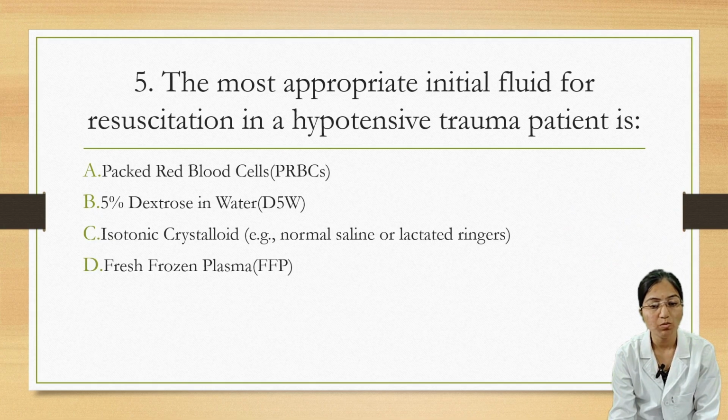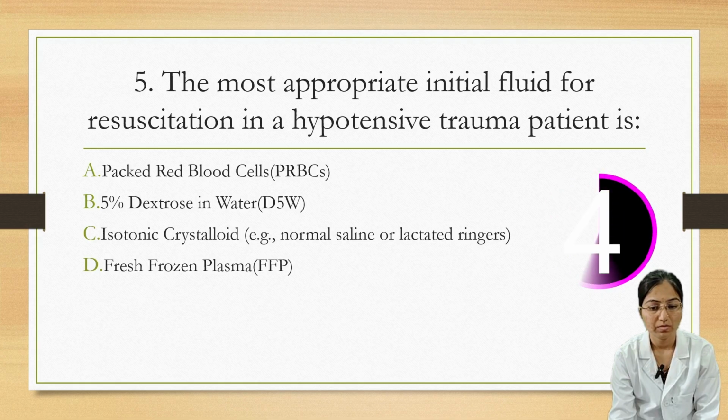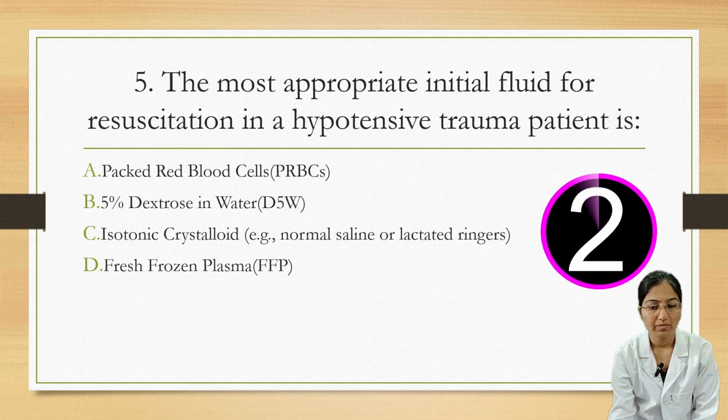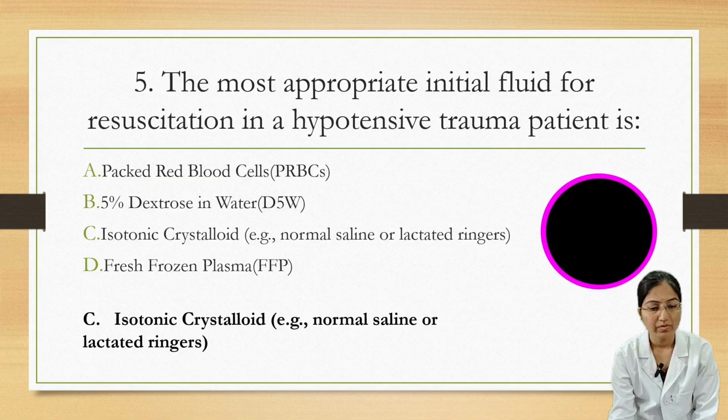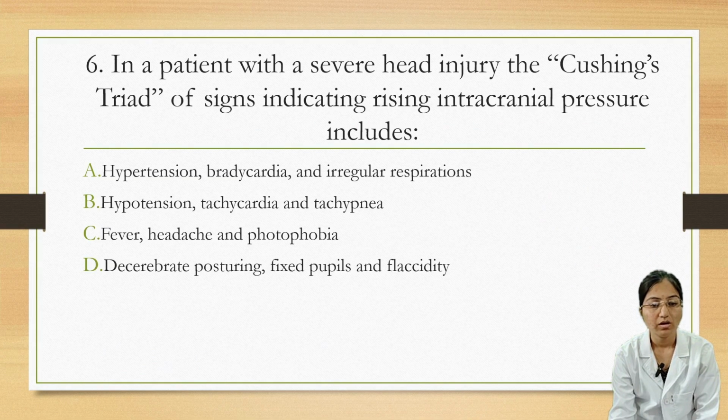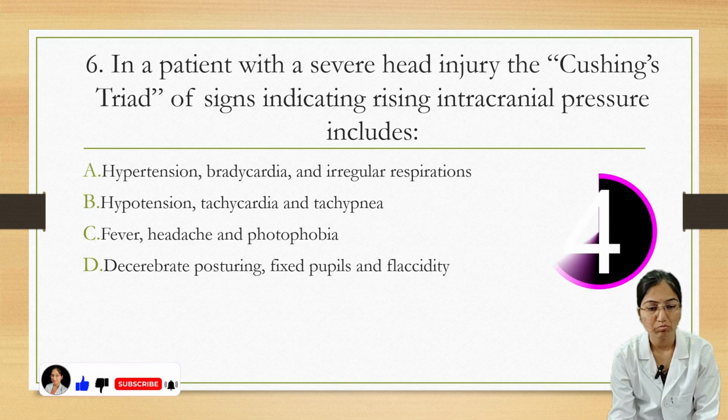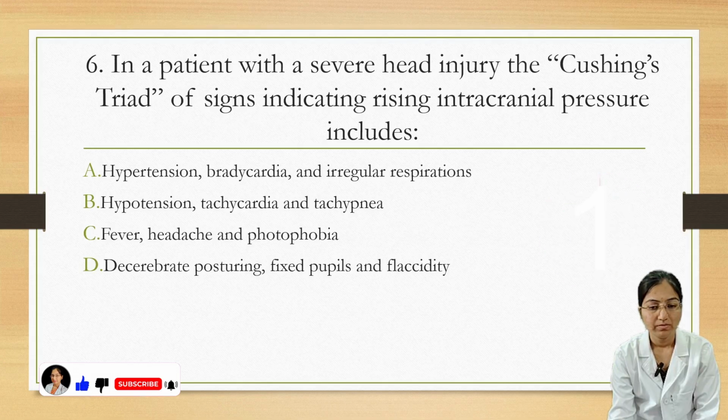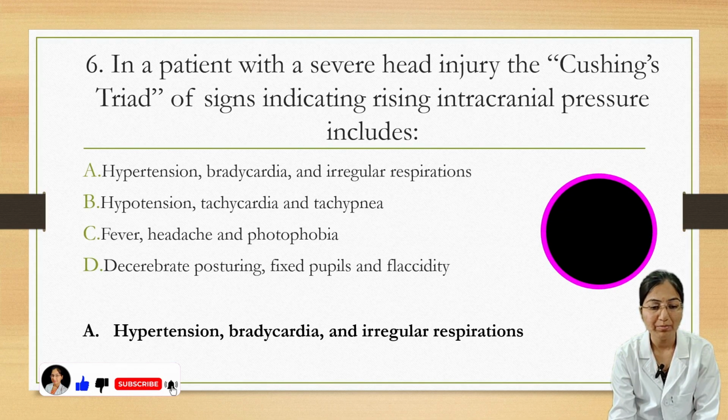Next question. The most appropriate initial fluid for resuscitation in a hypotensive trauma patient is isotonic crystalloid. Next question. In a patient with a severe head injury, the Cushing triad of signs indicating rising intracranial pressure includes hypertension, bradycardia, and irregular respirations.